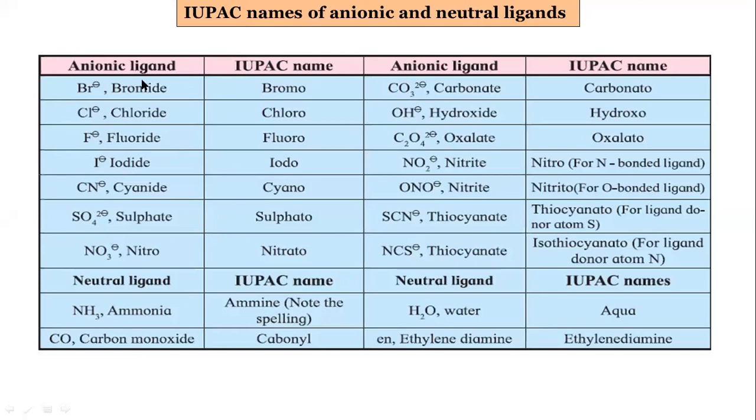If an anionic ligand is there, if bromine is there, it will be -1. If NO3 is there, it will be -1. But if SO4 is there, see, because the charges are required for calculating the oxidation number.